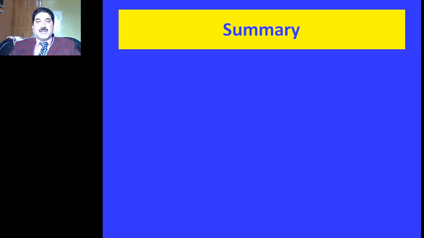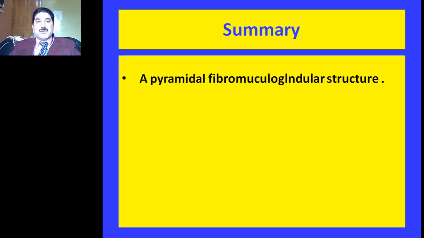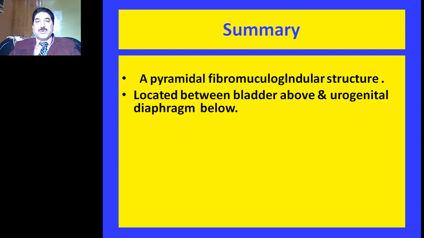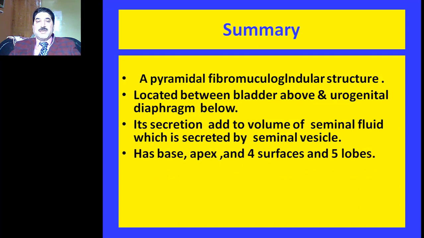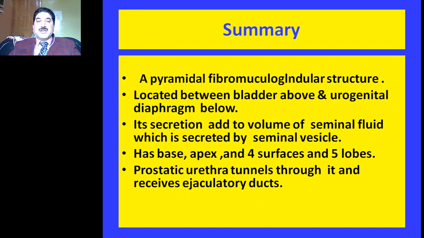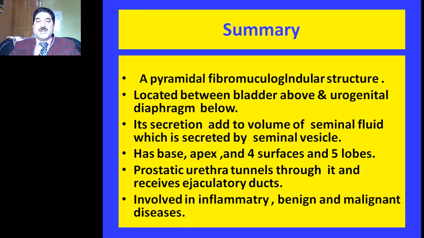I want to summarize my lecture as under: prostate is a pyramidal fibromuscular glandular structure. It is located between bladder above and urogenital diaphragm below. Its secretions add to the volume of seminal fluid, which is secreted by seminal vesicles. It has a base, apex, and four surfaces and five lobes. Prostatic urethra tunnels through prostate and receives ejaculatory ducts. Prostate is involved in inflammatory, benign, and malignant diseases.